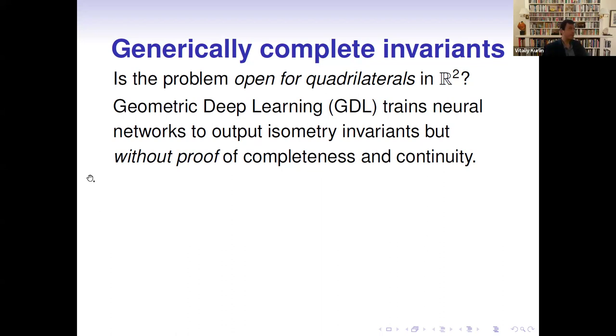So in computer science, there is a growing area of geometric deep learning, which tries to solve essentially a problem like that, exactly like that for point clouds, or for similar objects such as graphs, other types of objects, but essentially under the same conditions, experimentally. So they are, for example, outputting isometry invariants from neural networks, but without proofs of completeness and continuity.